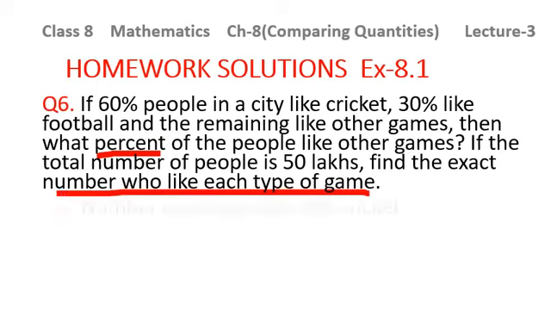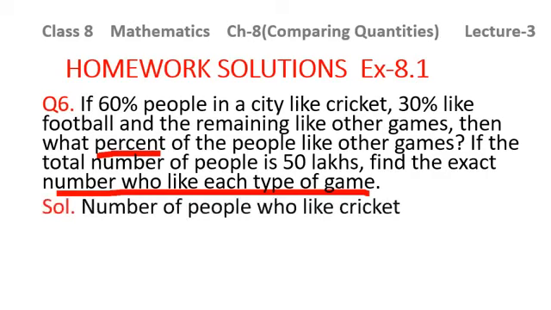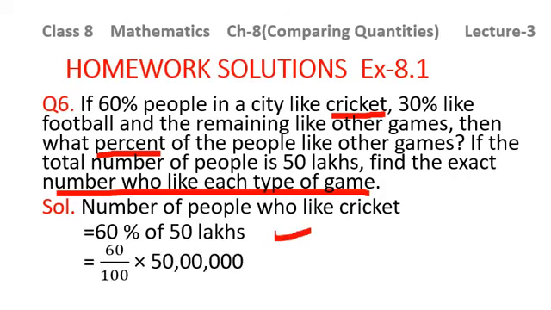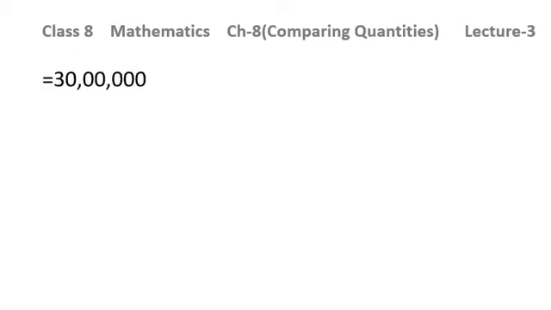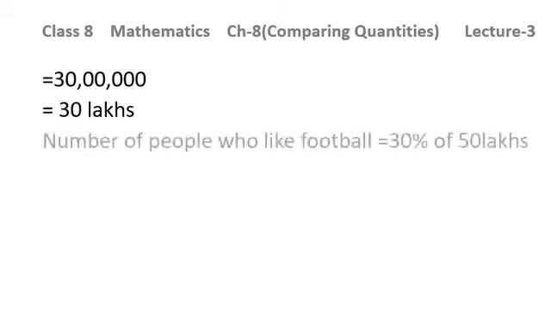Let us see how we will do. Solution: number of people who like cricket. The first game given is cricket, and we need to find the number of people because we have the total number, that is 50 lakhs. So 60% of 50 lakhs, since 60% of the people like cricket. 60 over 100, as the percentage sign is a special fraction in which the denominator is always 100. It will be equal to 30 lakhs. So the number of people who like cricket is 30 lakhs.